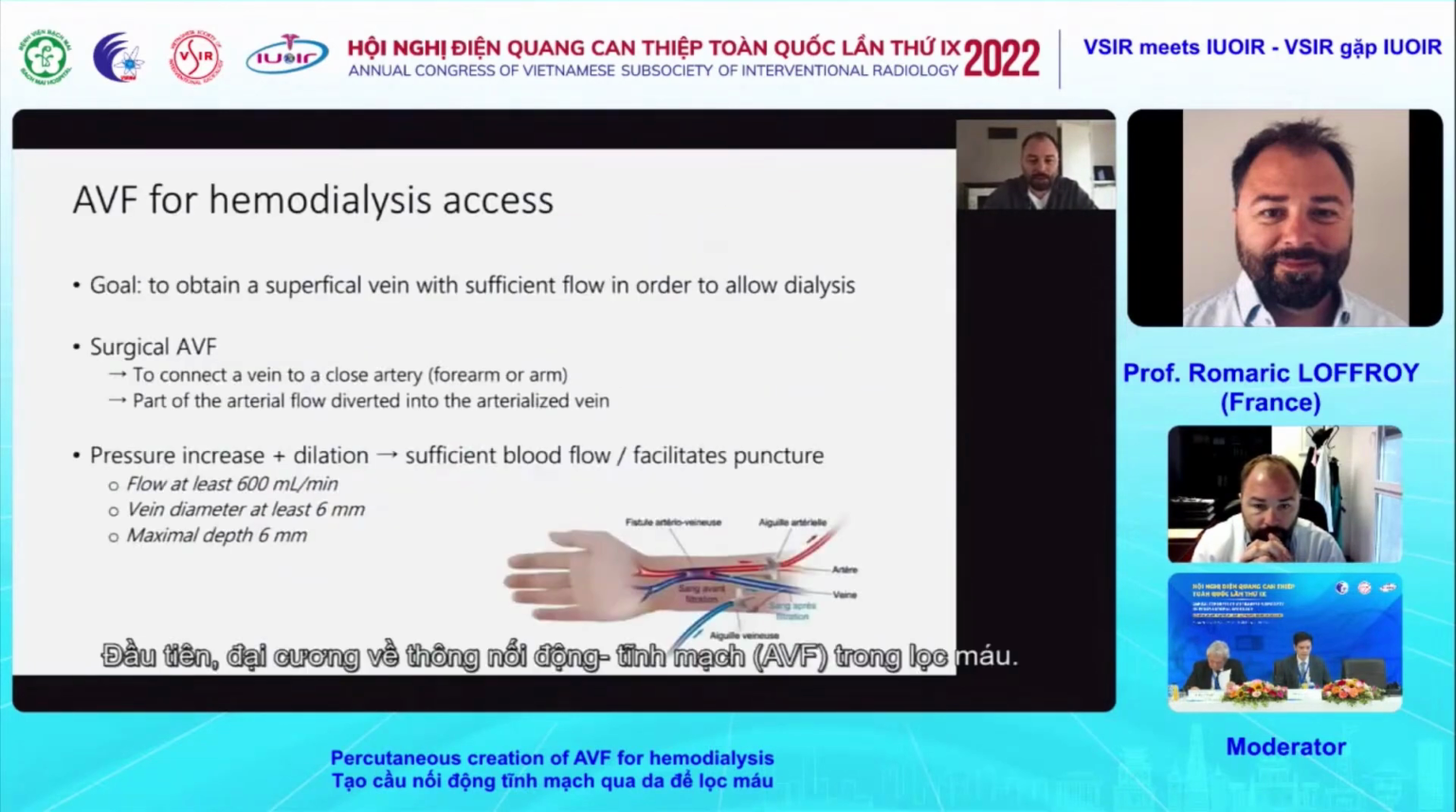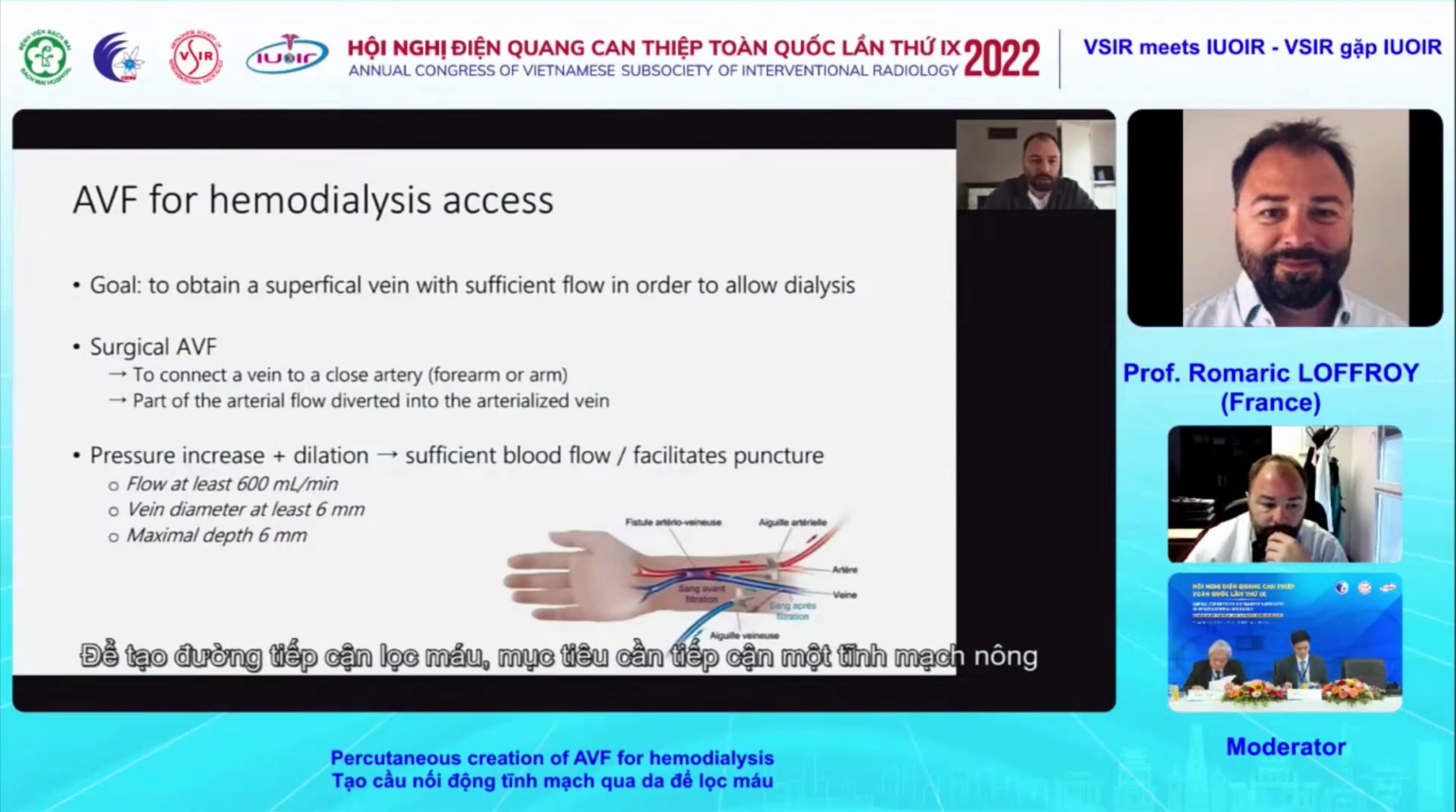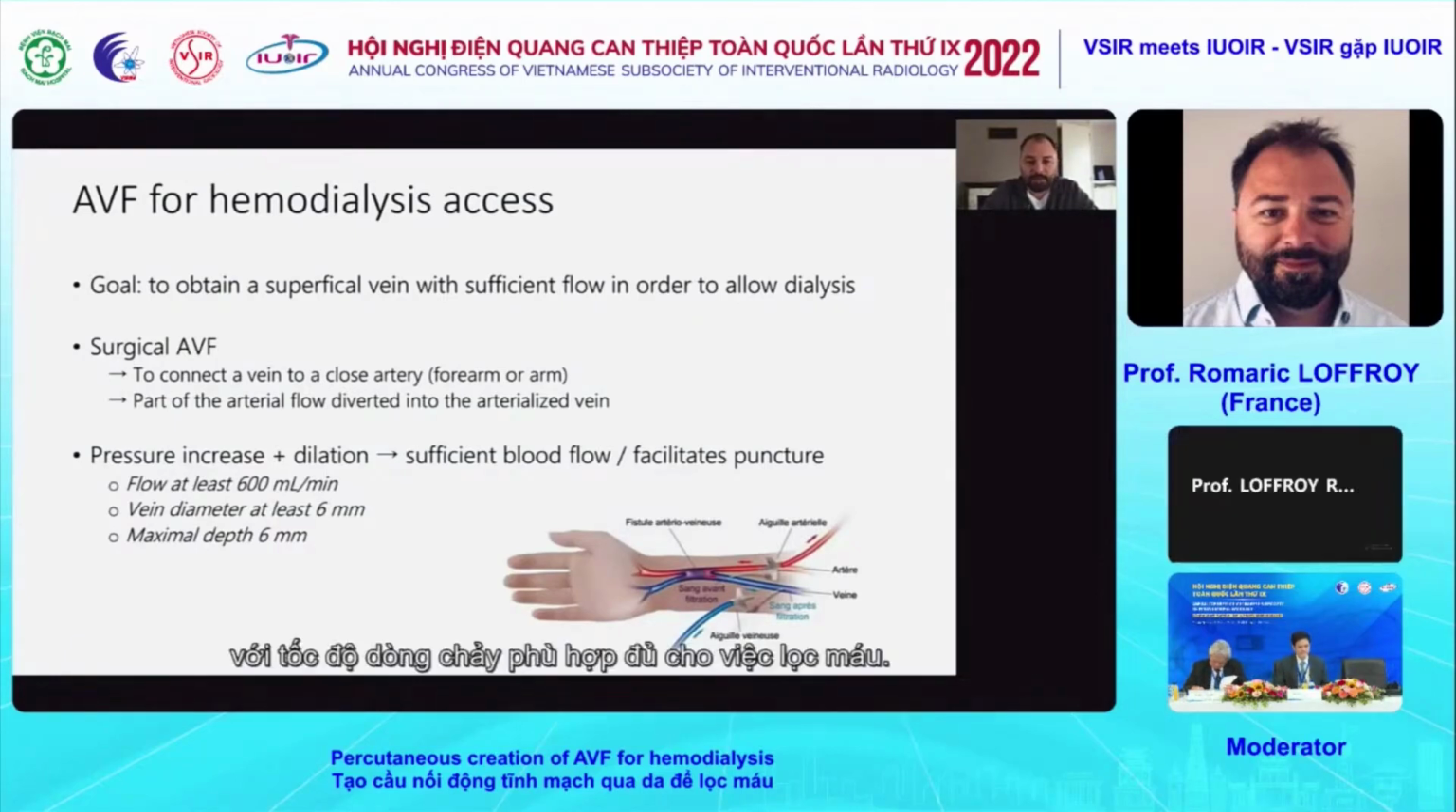So, first of all, let me remind you of some very simple things about arteriovenous fistula for hemodialysis access. You know better than me that the goal is to obtain a superficial vein with sufficient flow in order to allow dialysis. Usually we use surgery for this, to connect a vein to a closed artery in the forearm or arm, and part of the arterial flow will be diverted into the arterialized vein. Of course, with pressure increase and dilation, the goal is to get sufficient blood flow and to facilitate puncture.